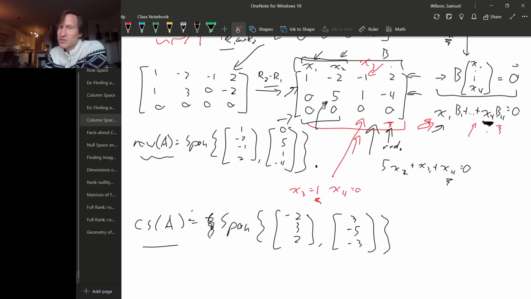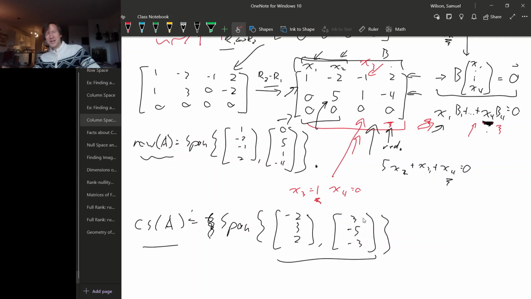So that means that the first two columns must be linearly independent in this row echelon form, but that means the original first two columns were linearly dependent in the original matrix. So that means these two columns are a spanning set and they're linearly independent, and so they're a basis.